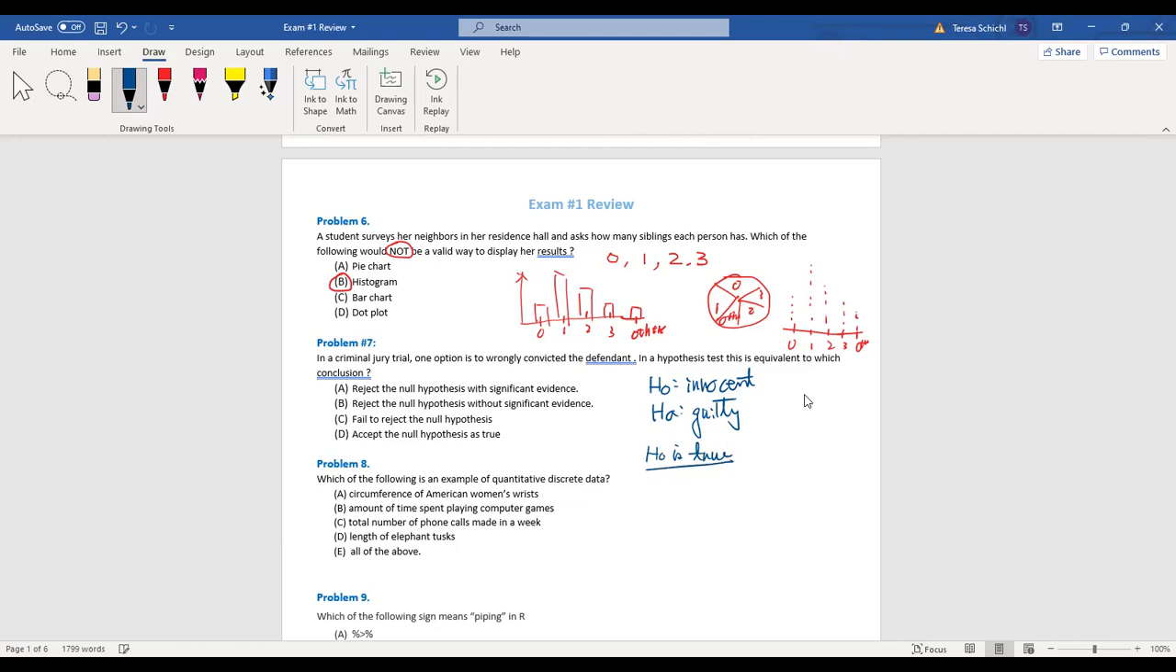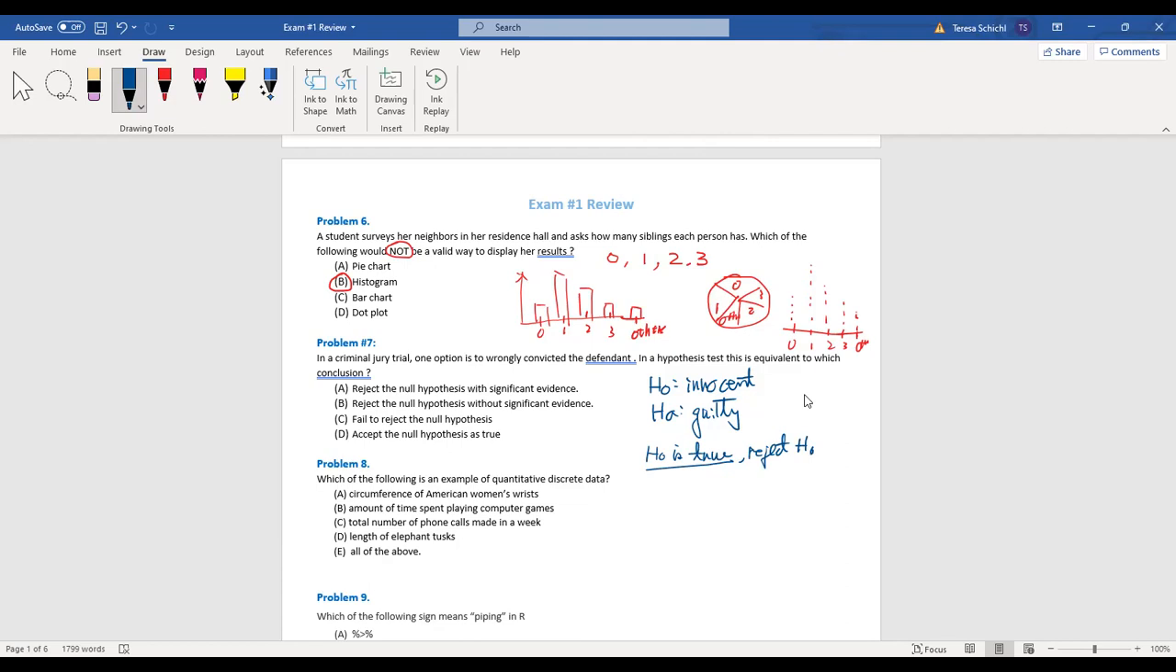So that's the wrongly convicted. So this person is innocent, but we say it's guilty. So we reject H0. So we are making what? We are making the type 1 error.